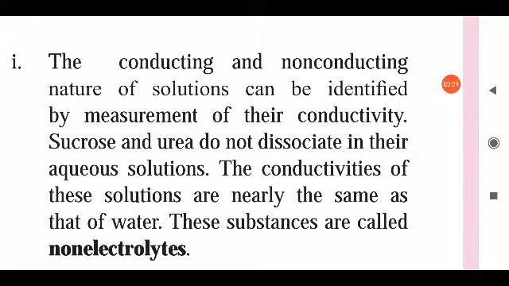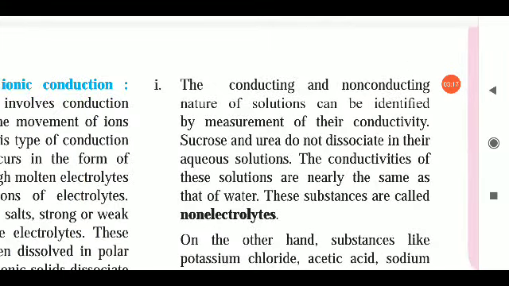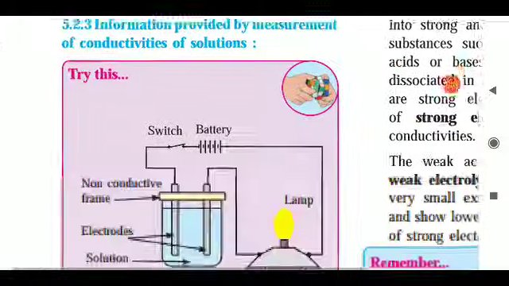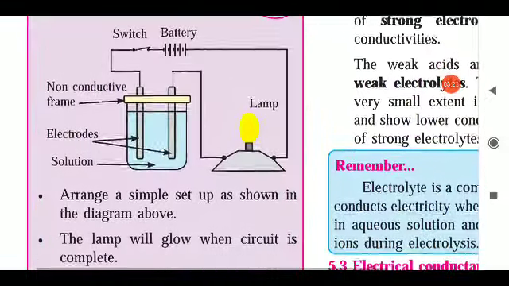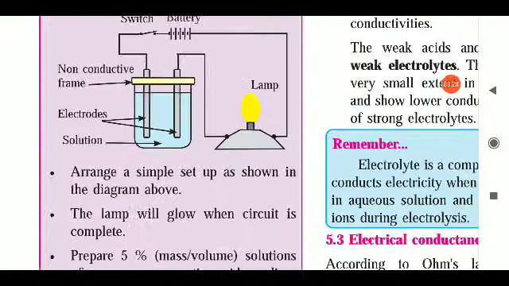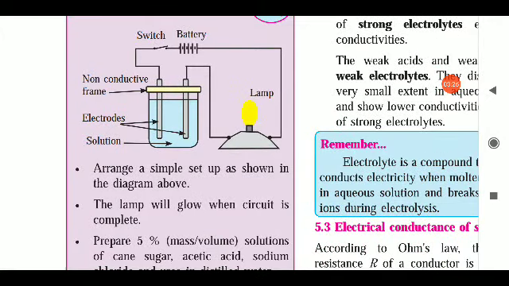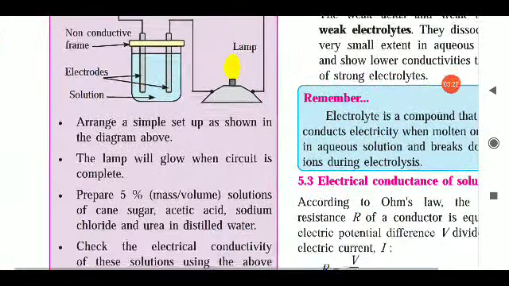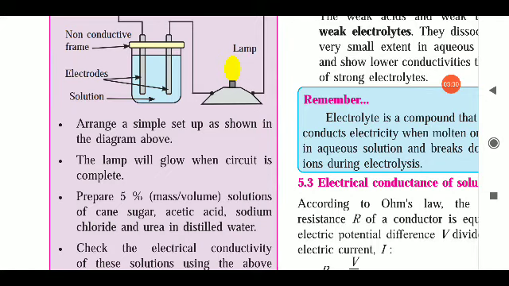Sucrose and urea do not dissociate in their aqueous solutions. The conductivities of these solutions are nearly the same as that of the water. These substances are called non-electrolytes. Now students, here in these experiments, we are going to use the urea solution, and serially we are going to take the different electrolytes.